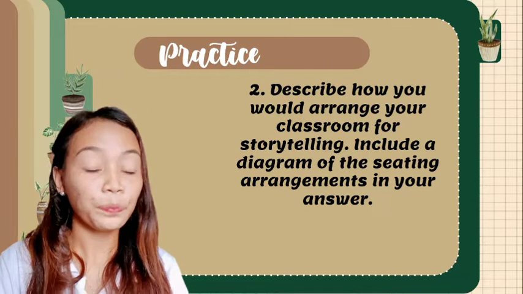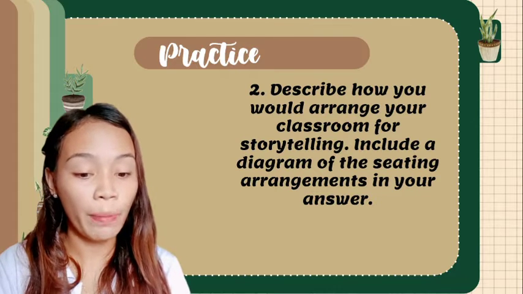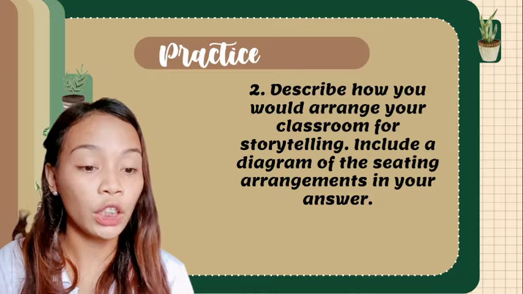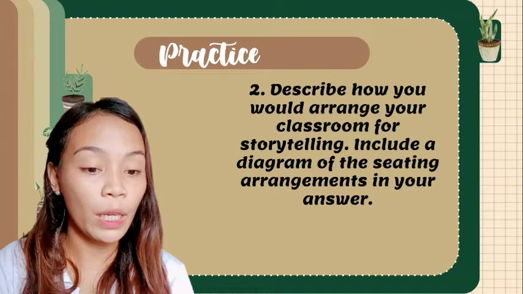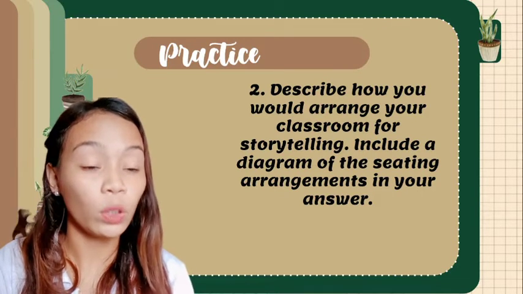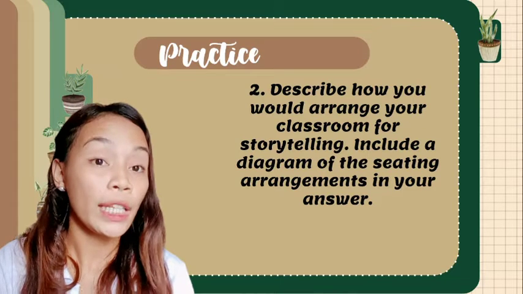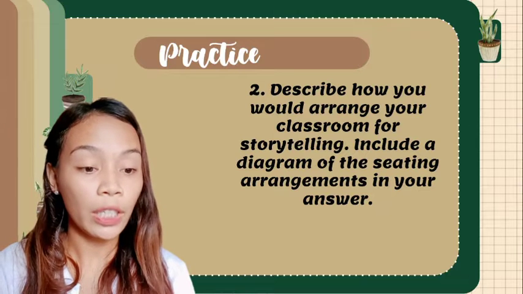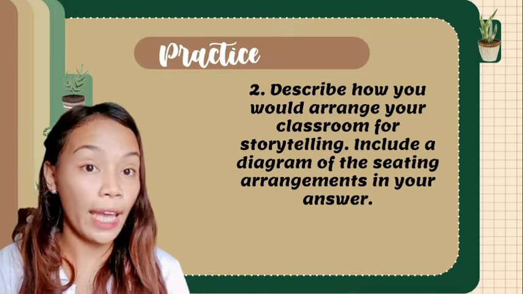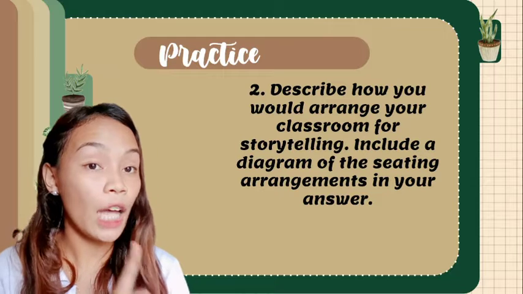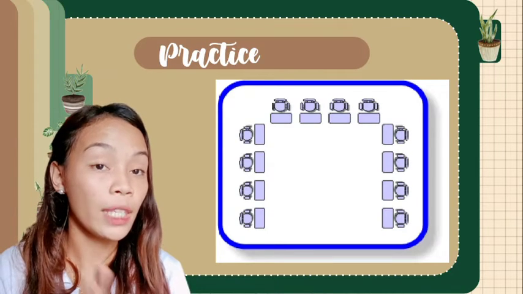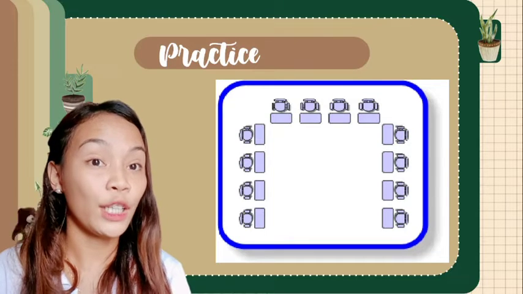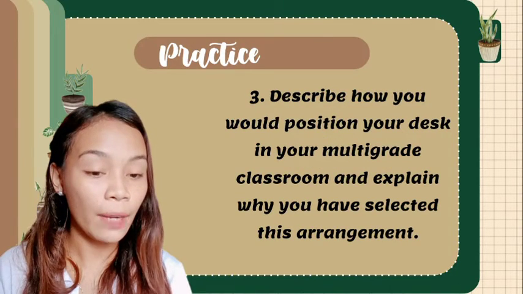In a storytelling arrangement, the students need to be seated facing each other while the teacher is in front, or this can be called the semicircle or the horseshoe arrangement. The students should be close to each other so that they can clearly see and hear what the teacher is saying or presenting. This is an example of a diagram of what the semicircle or horseshoe arrangement looks like. Okay, so number three.